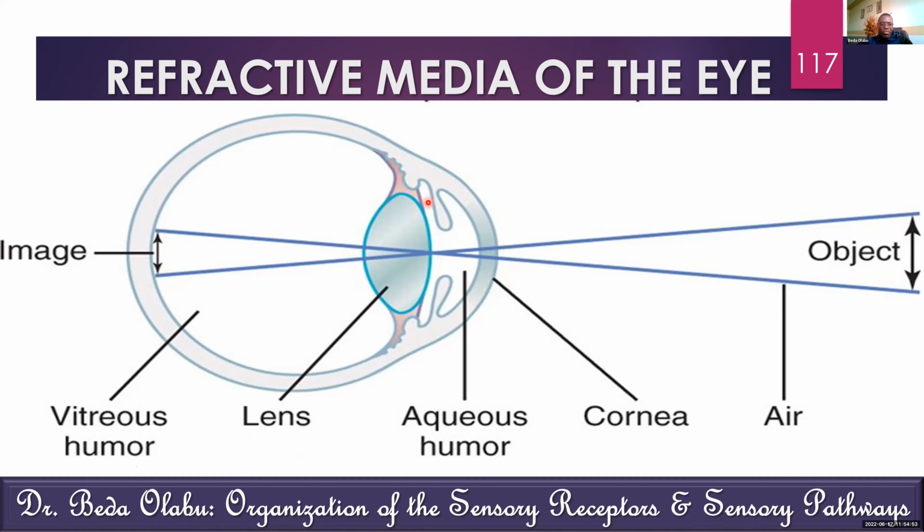Then it flows from the posterior chamber like that through the pupil to the anterior chamber. Then from the anterior chamber, it will be absorbed into the channels which are found within the limbus, within the corneoscleral junction. That is how the aqueous humor flows. Right, so now we can talk about the retinal layer.